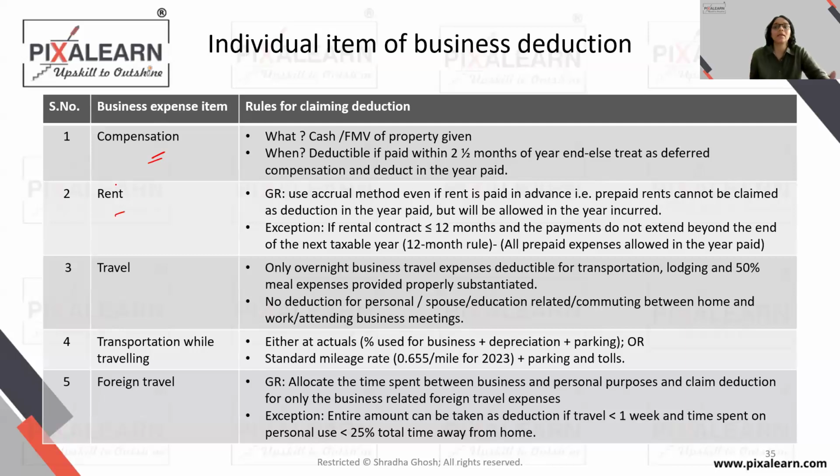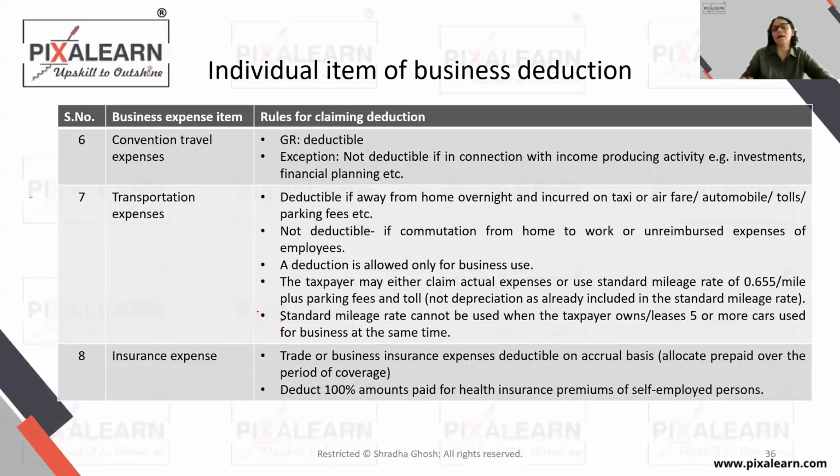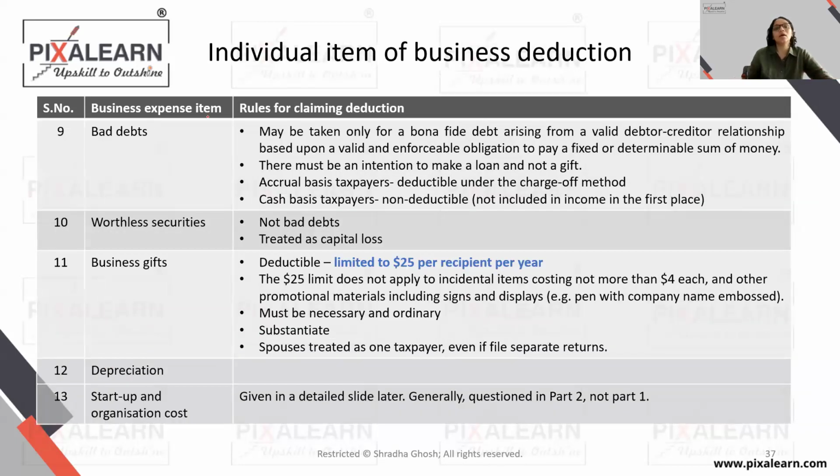If I'm paying rent, then I get a deduction for rent. If I'm paying for travel for the people who are employed with me, then if it's an overnight travel, I'm going to get a deduction. No deduction for commutation between office and work. If I'm paying for transportation, but only if there's an overnight travel, then there's a deduction that I get. If there's foreign travel for business purposes, then there's a deduction that I get. So all of these individual ones we would have to dig deeper into for the business deduction portion. Then we have convention travel, transportation, insurance, okay, bigger areas.